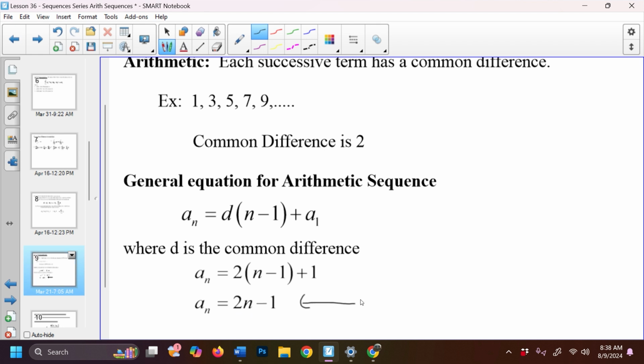And I do want you to note that this function is linear. All right, the general equation for an arithmetic sequence is always going to be linear, and we can use that fact in some of the problems that you're going to see later on.